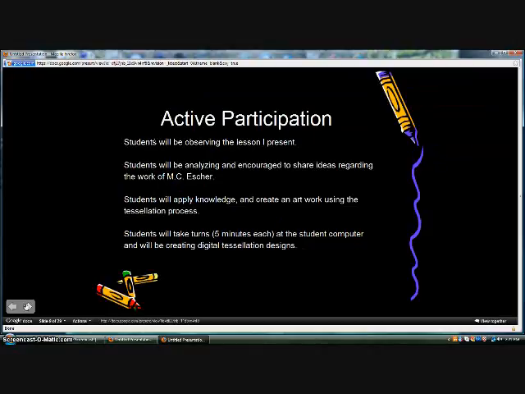Students will be actively participating by observing the lesson I present at the start of class. They will be analyzing the work of M.C. Escher and other optical artists. Students will actively be applying knowledge during the construction of their artwork. Each student will partake in a maximum 5-minute interactive tessellation creation website.